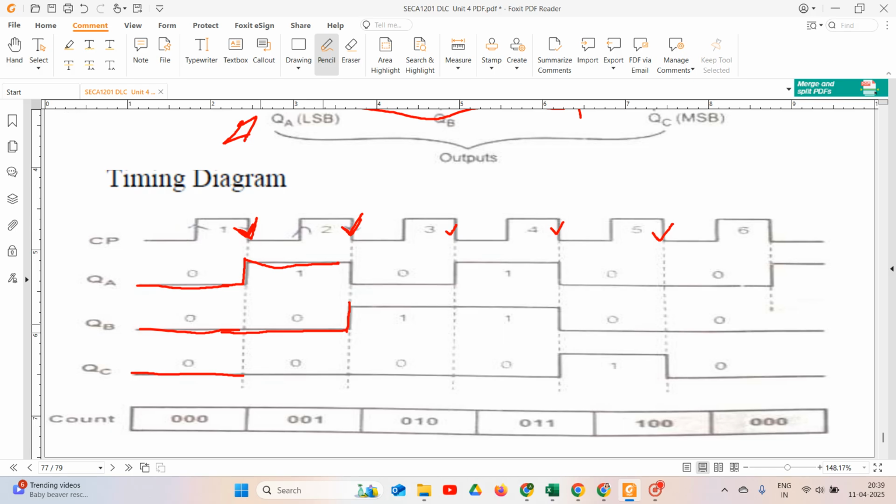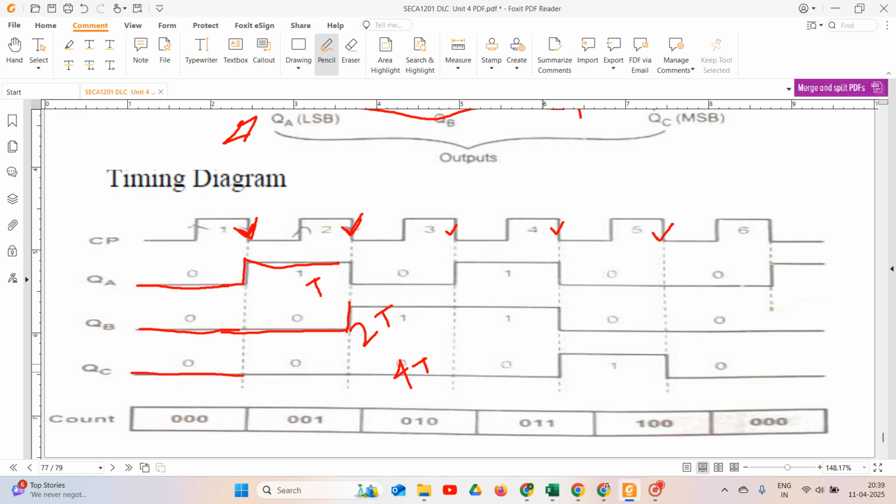So the first flip-flop triggers for every clock pulse, right? First, second, third, fourth, fifth, sixth, like that. My second flip-flop triggers every 2 clock cycles, 2T. The third one is triggered every 4 clock cycles, right? So we have discussed this in detail in our class. Whenever we get 1 in the first flip-flop, the second flip-flop triggers. Whenever we get 1 in the second flip-flop, the third flip-flop triggers. Until then it retains the same state up to the 4th clock cycle.